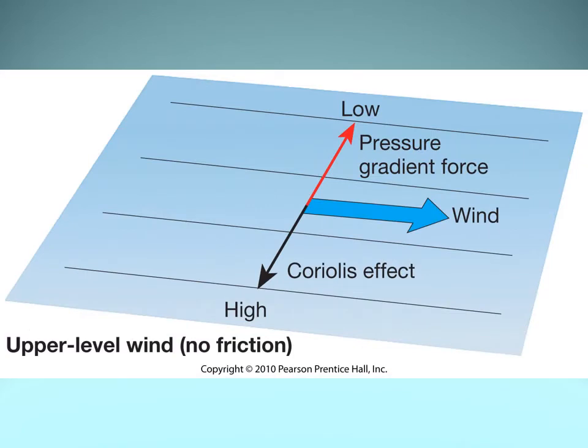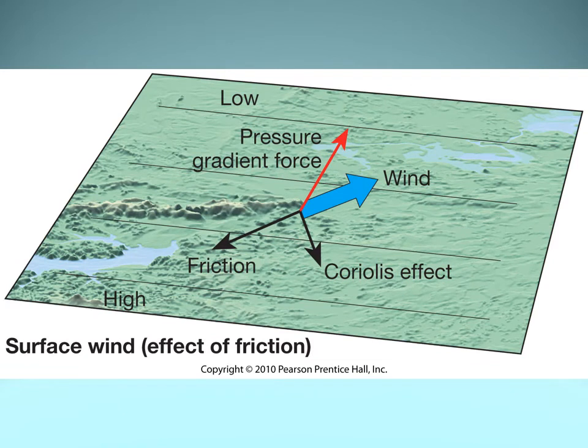Again, this would be geostrophic wind. And then this is wind at the surface. Notice this is the resulting wind, and it's crossing that isobar, oriented from high to low, not going into the low directly, but crossing it at that 45-degree angle.